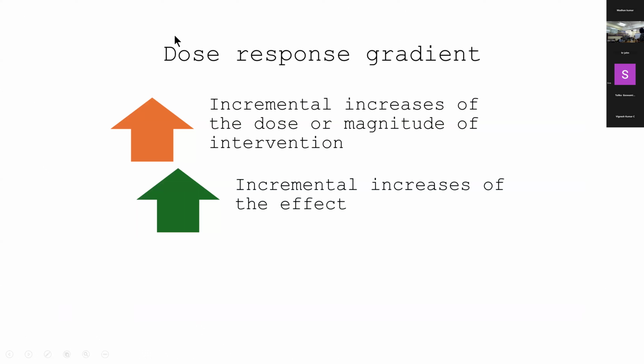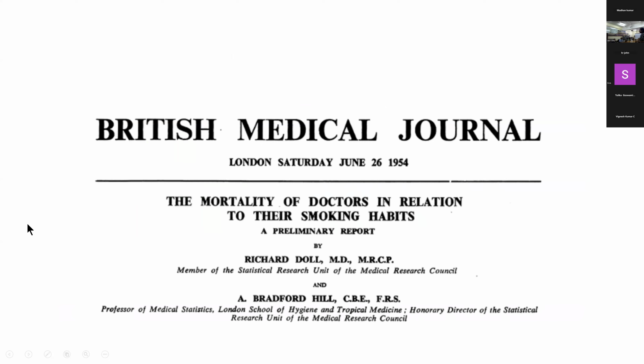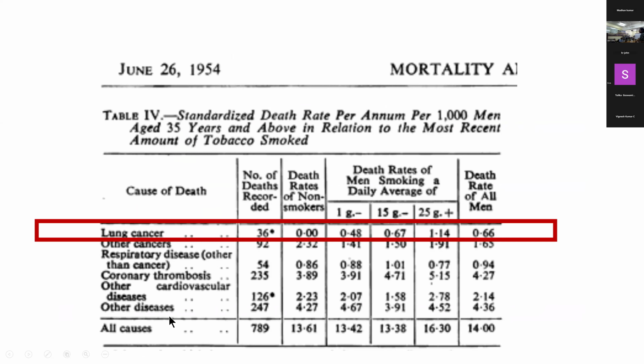The next reason why you upgrade evidence is for dose response gradient. If you find an incremental increase in the dose or magnitude of the intervention that causes an incremental increase in the effect, then also you can upgrade. A classic example is in this BMJ paper by Dr. Richard Doll as well as Bradford Hill, where they looked at the mortality of lung cancer based on how much the person has smoked. The more a person has smoked, you can see that the mortality has gone up.